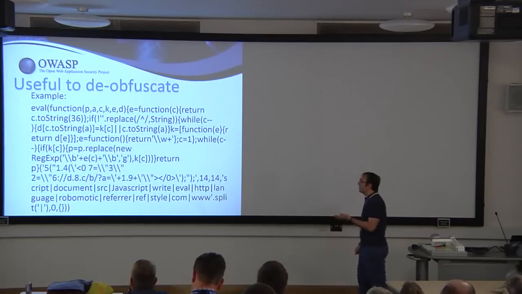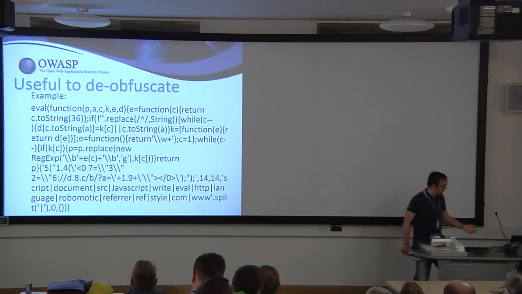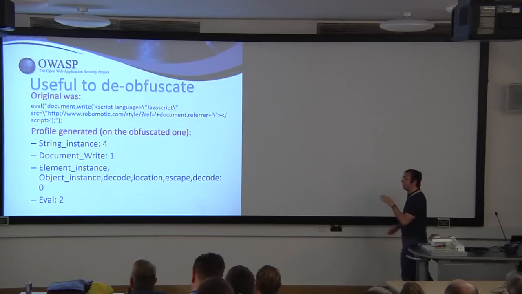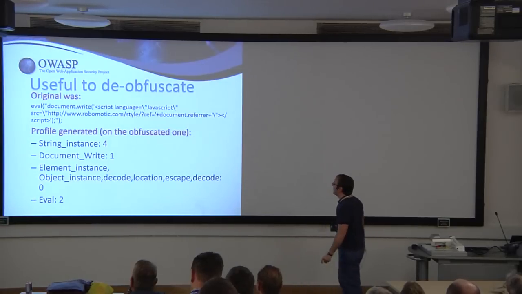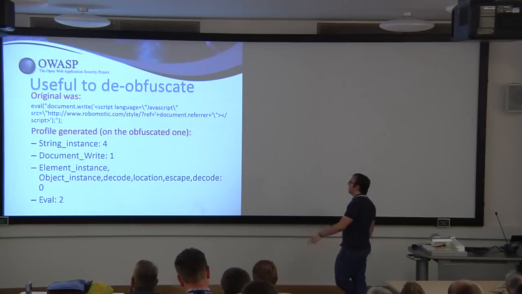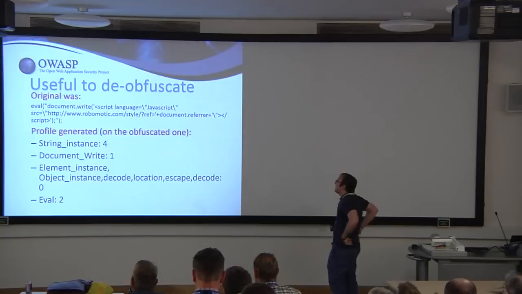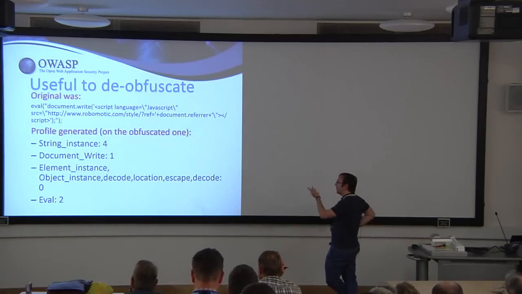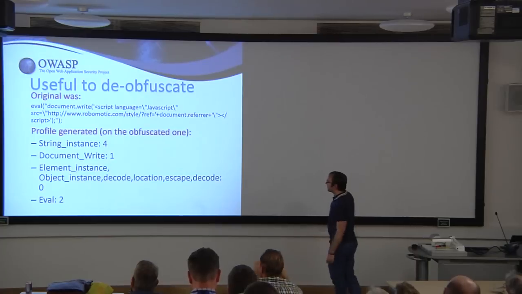But if you have obfuscated JavaScript code like this, I can get anything, because I'm at the interpreter level. I can get the output, not just the obfuscated code. This one was doing some exfiltration: it was trying to get the referrer from the cloned page and send it to another website. As you can see, in this case there were four string instances, one document write, two evals, and no operations on the object side.